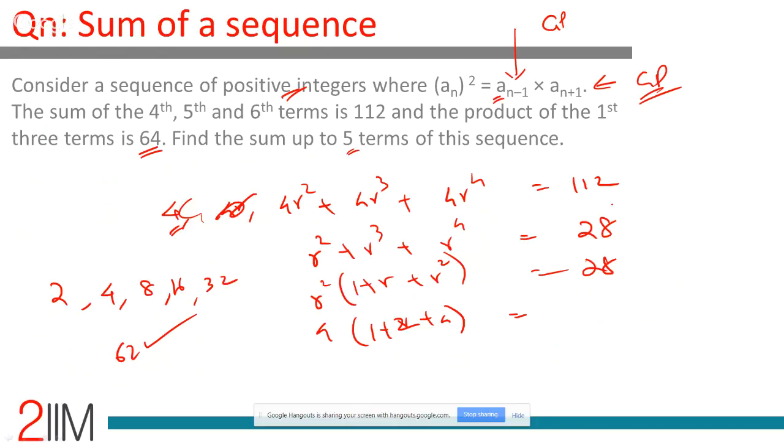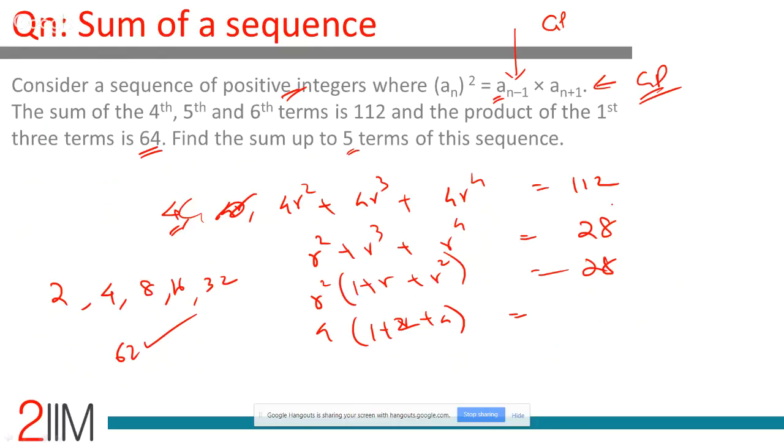That means second term is first term into a constant. Third term is second term into the same constant. Or product of first and third term is equal to second term square. Second term square is product of first and third. Any middle term square is equal to product of the two terms around it. It's very simple.